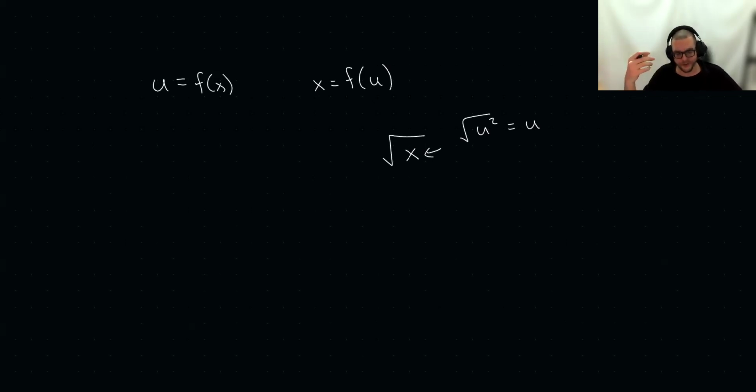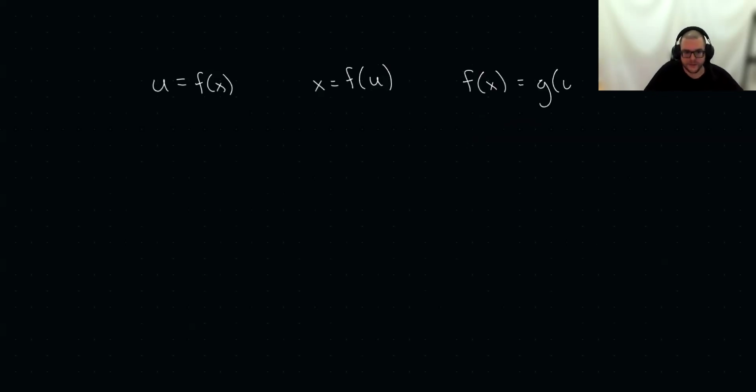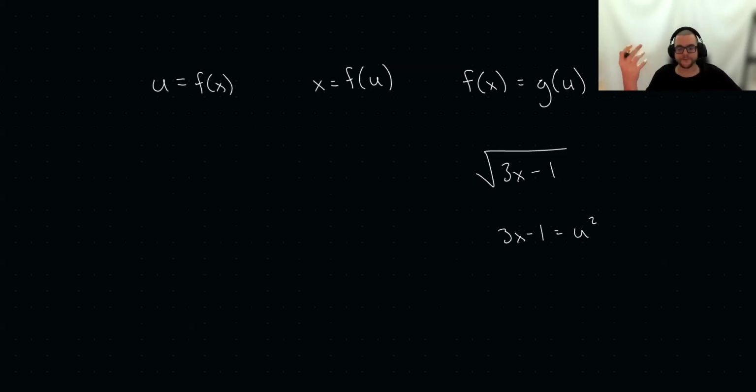Not all u subs you can do will necessarily be useful, but you can have these kinds of subs. You can even have a function of x being equal to a function of u. In that case, if I had the square root of 3x minus 1, and I want to do that same kind of business of seeing a squared term under here, I might say 3x minus 1 is u squared. So I have some function of x equal to some function of u, and work with it from that perspective. This is also a way to do a u sub.